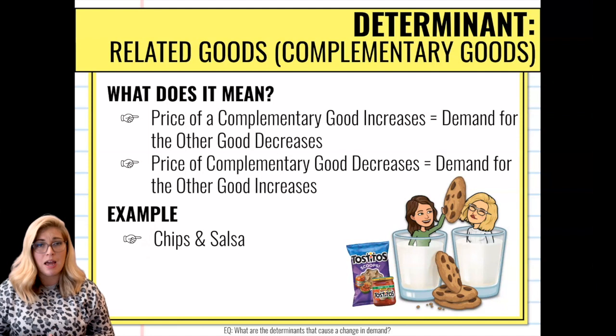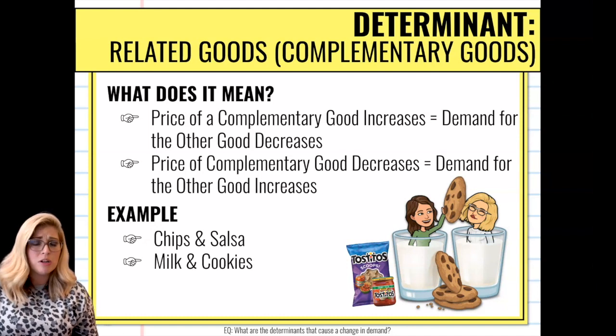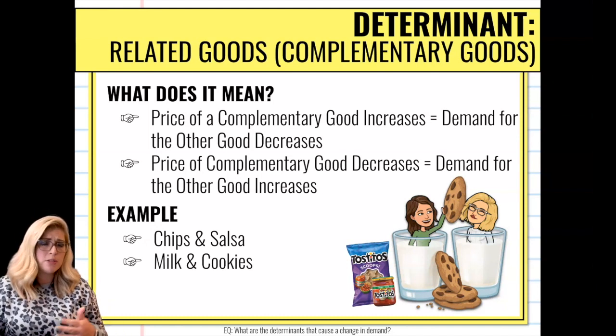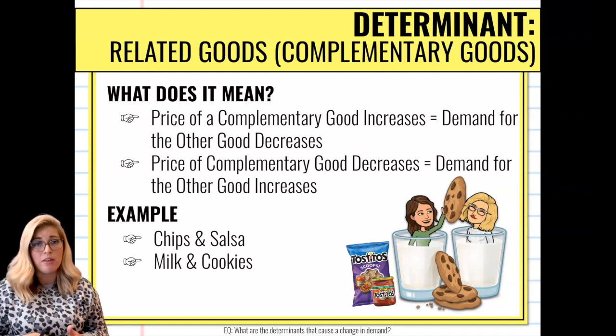So they work together. Again, chips and salsa, milk and cookies, peanut butter and jelly, baseballs and baseball bats, golf clubs and golf balls, a car and gas. All of those work together, so they're going to be influenced together.